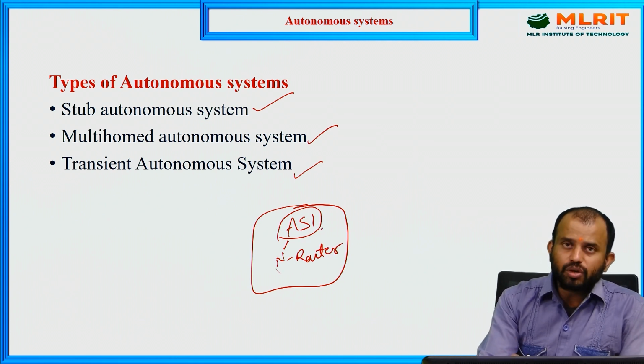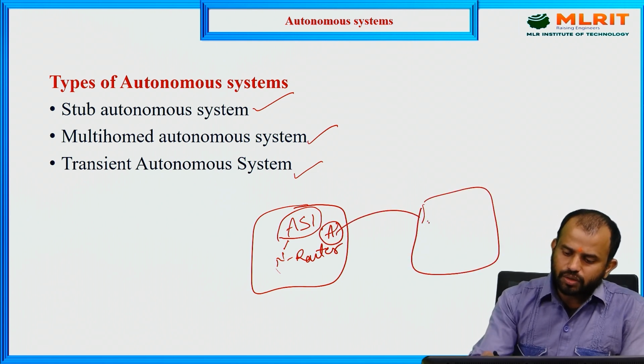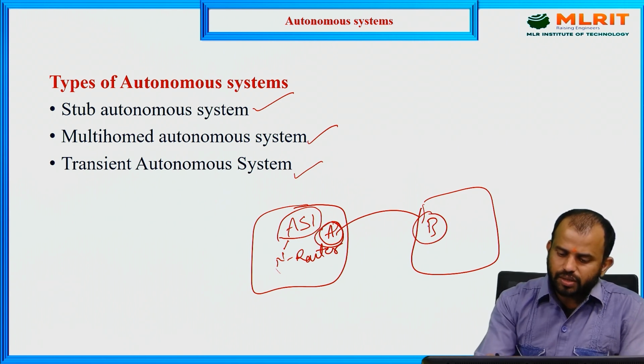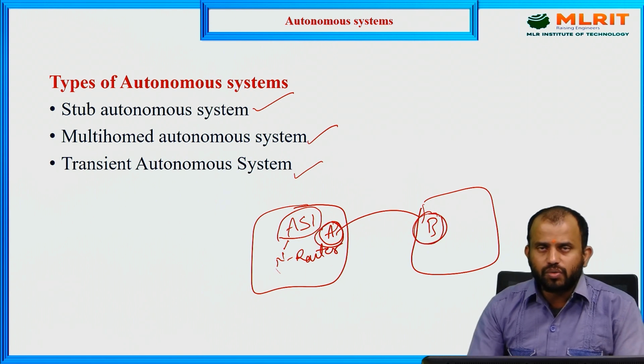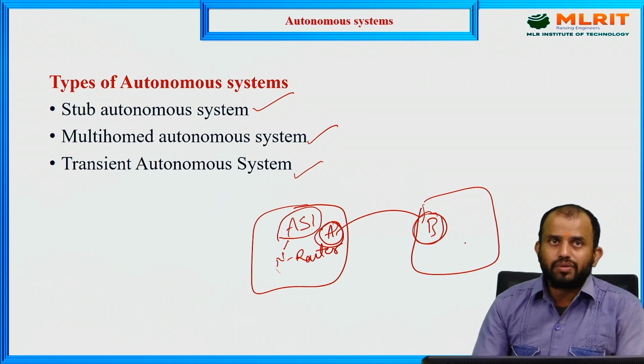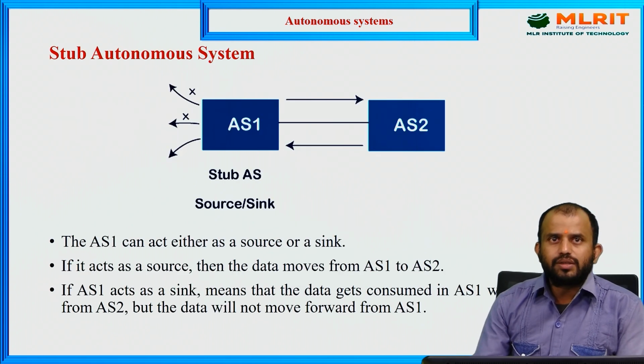In this autonomous system, one router plays a vital role, as it is connected to another network system. This A value and this B value are also routers, but they play a vital role in establishing the information transmission from one network to another, which we call an autonomous system. There are three types of autonomous system. So what is a stub autonomous system?